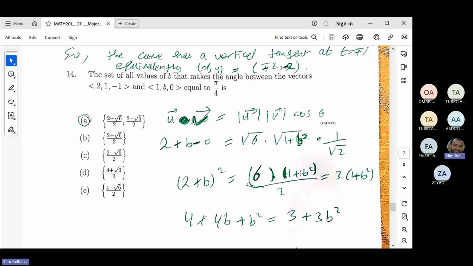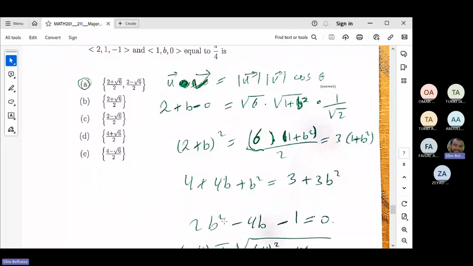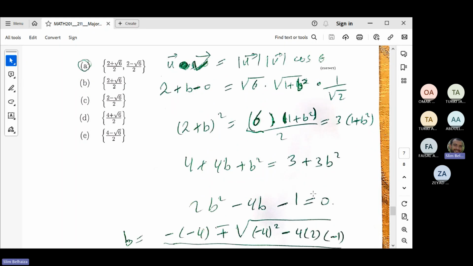On the other side, we have 6 plus 1 plus b squared over 2, which is equivalent to saying 6 over 2 is 3, so 3 times 1 plus b squared. You end up with the following equation. If you develop this, you have 4 plus 4b plus b squared equals 3 plus 3b squared. So you have this beautiful equation that writes, in terms of b squared, as 2b squared minus 4b minus 1 equals 0.